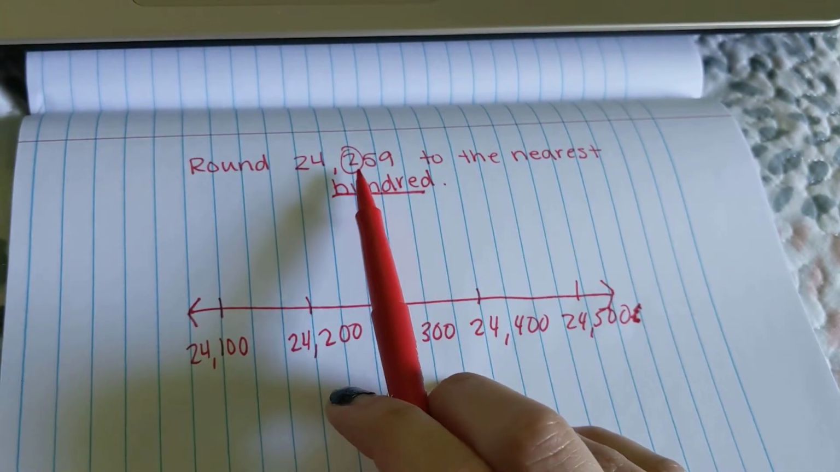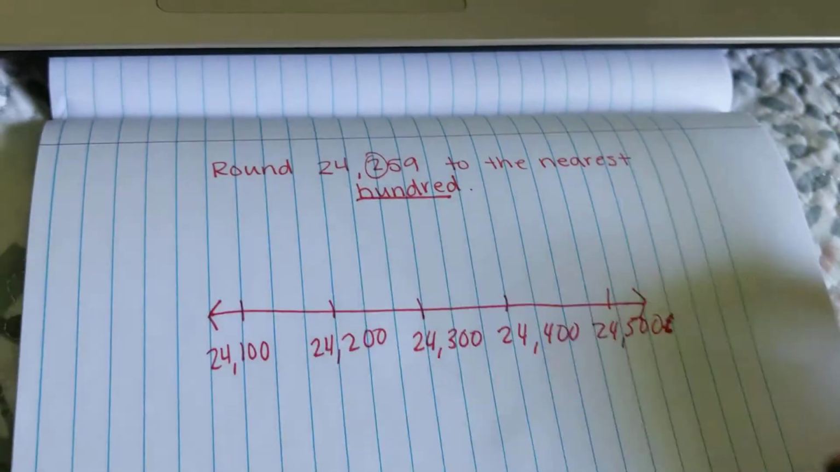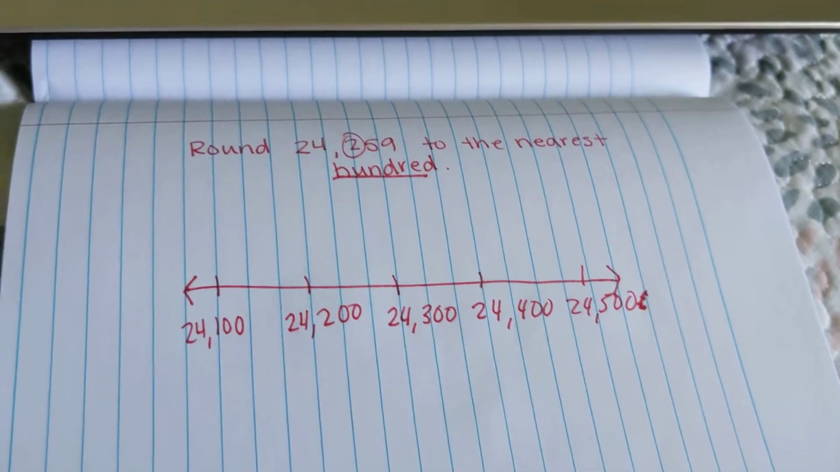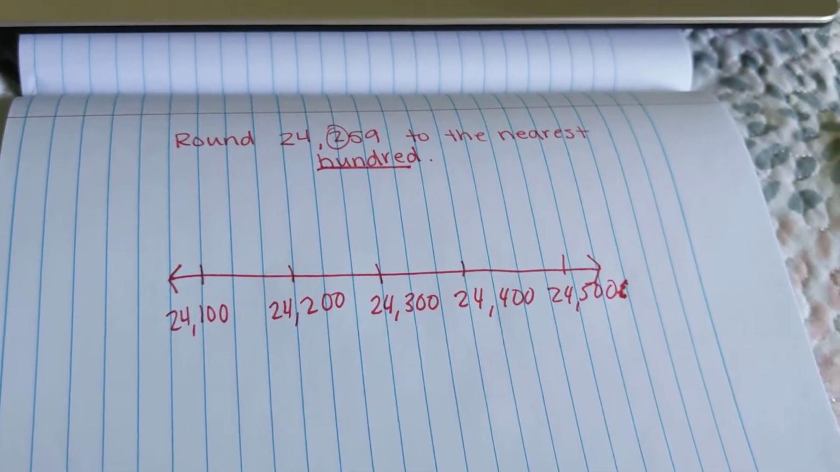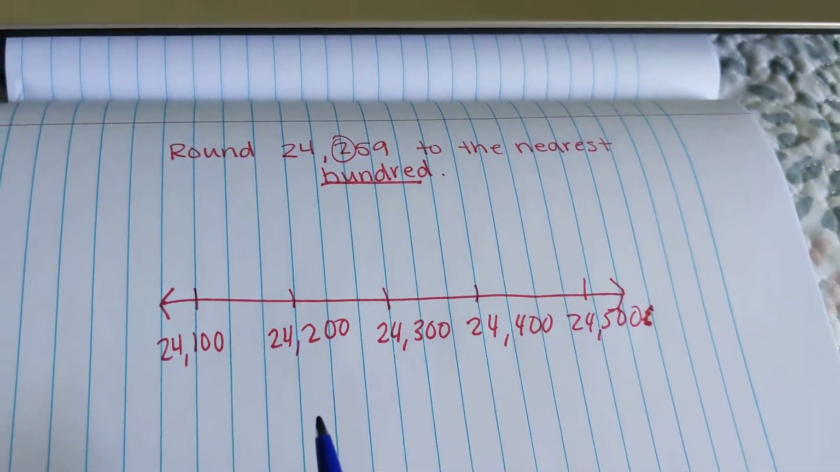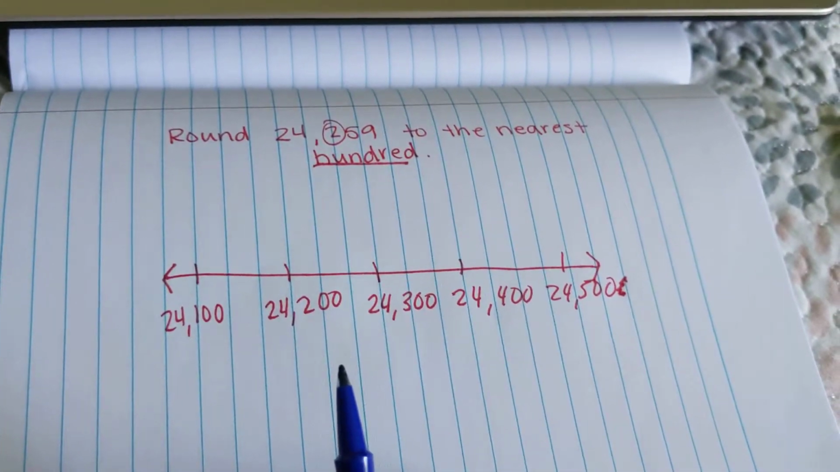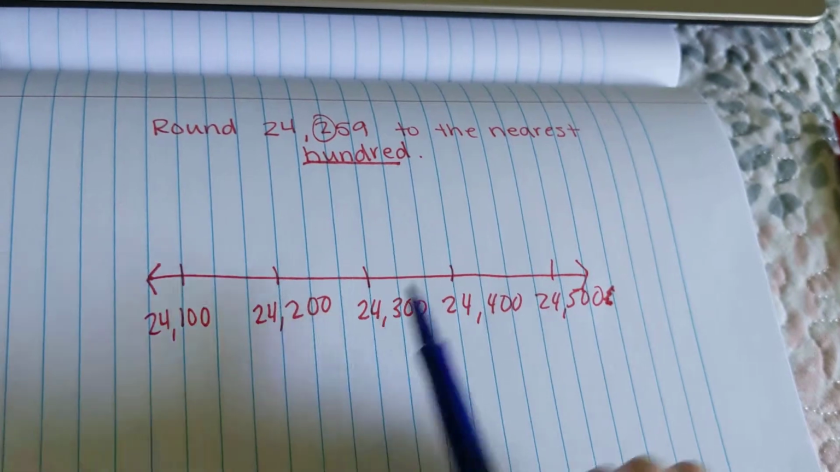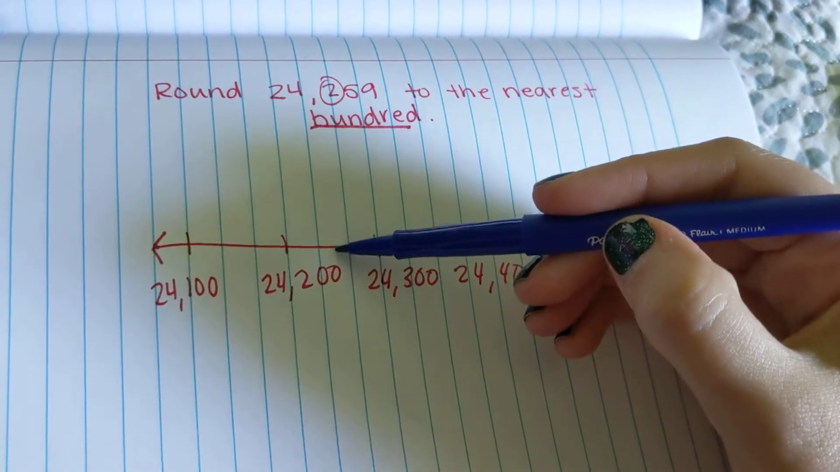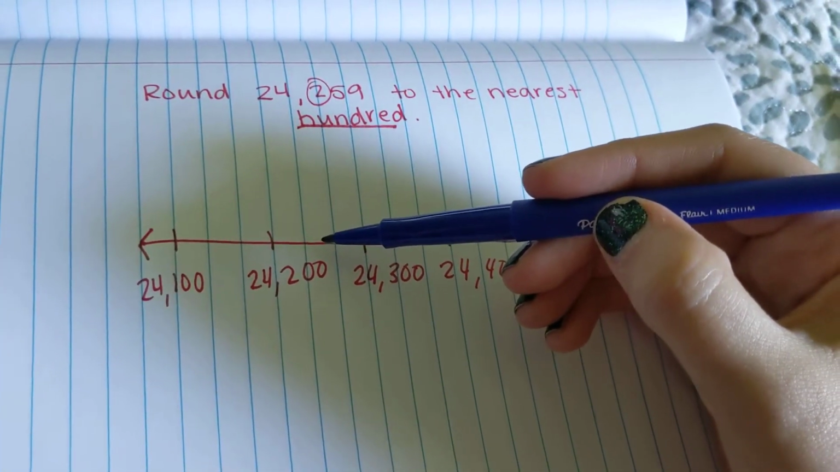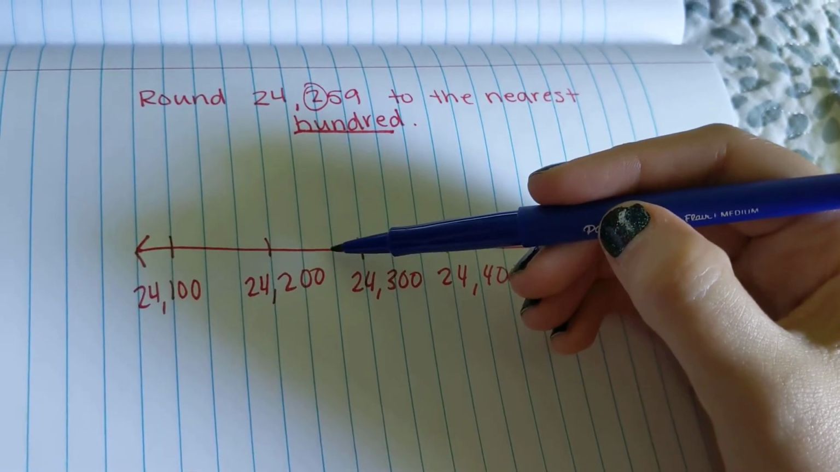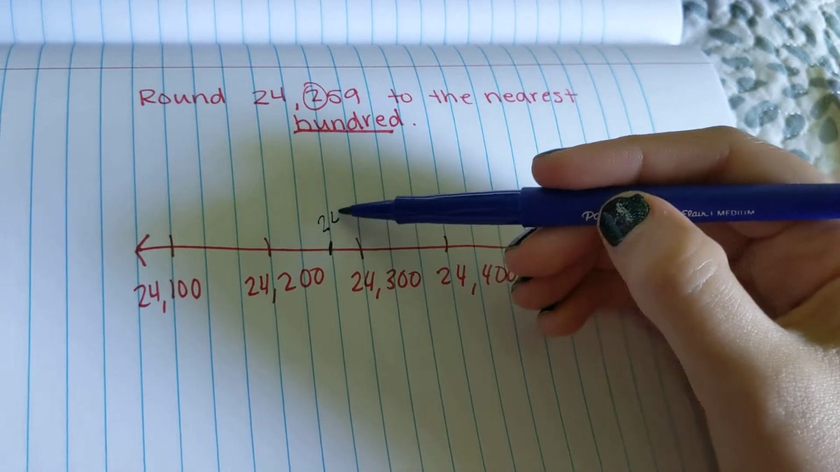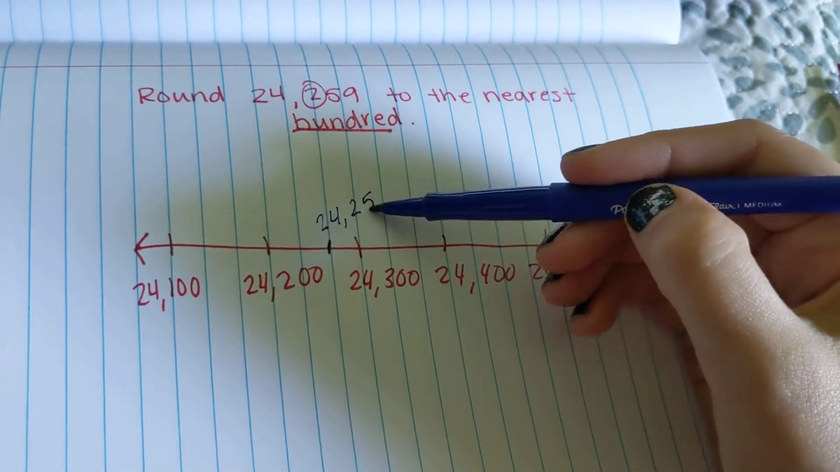Now, we need to place our number on the number line where it belongs. 24,259 would go somewhere about, this would be the halfway mark between 24,200 and 24,300, so it'd probably be just a little bit to the right of that. Okay, so that would be 24,259.